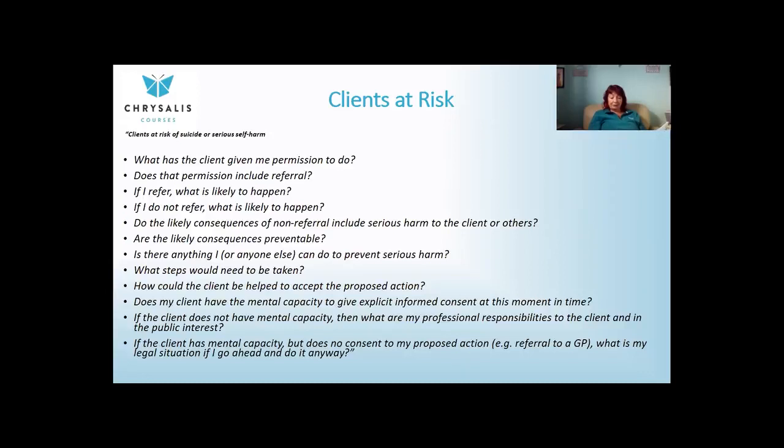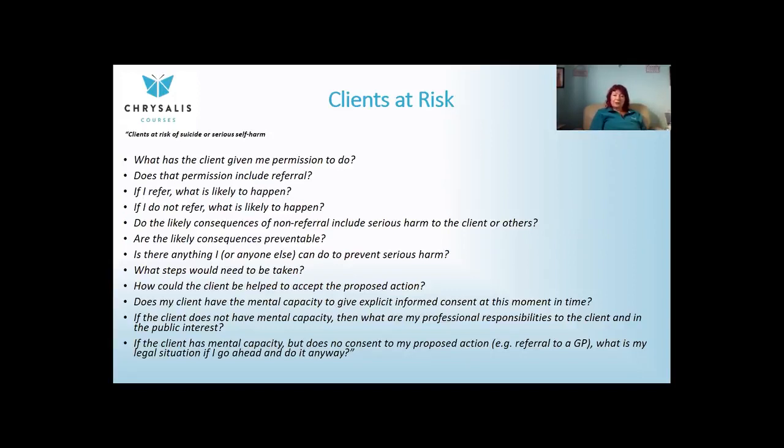A therapist who knows that a client is likely to harm himself or others, but who will not give consent for referral, must carefully consider the ethics of going against the client's known wishes, and also the possible consequences for their client of either referral or non-referral. So it is quite complex here.